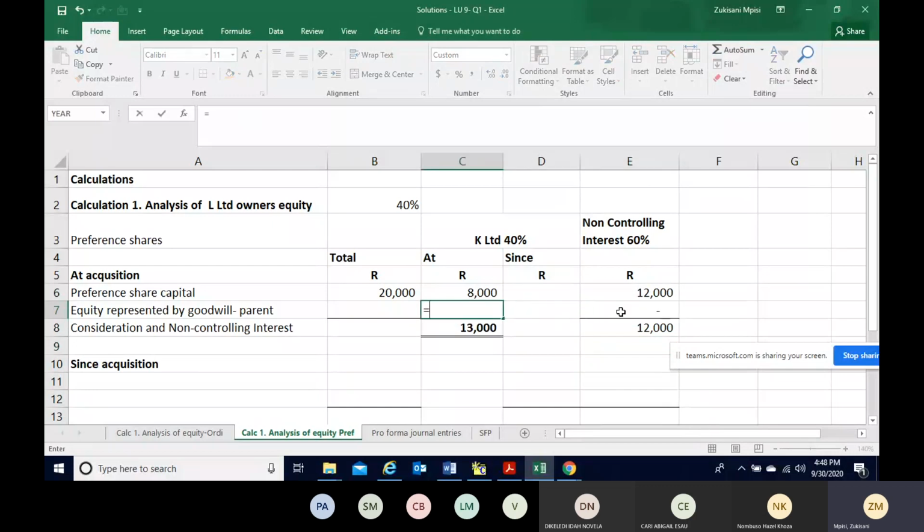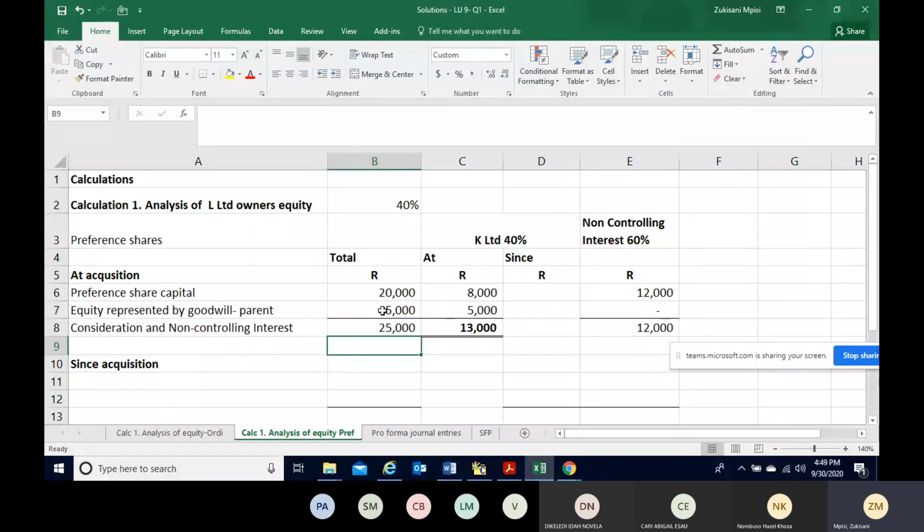So this means that the goodwill as represented by parent consideration becomes 5,000, and therefore total equity becomes 25,000. This is what happened at acquisition.